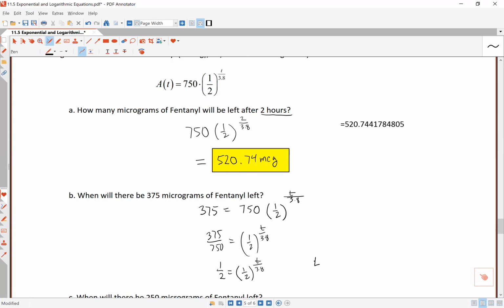Or solving this, we would turn this into log form. The exponent t over 3.8 is equal to log base 1/2 of 1/2. Or t equals 3.8 times log base 1/2 of 1/2. And that says 3.8 hours.